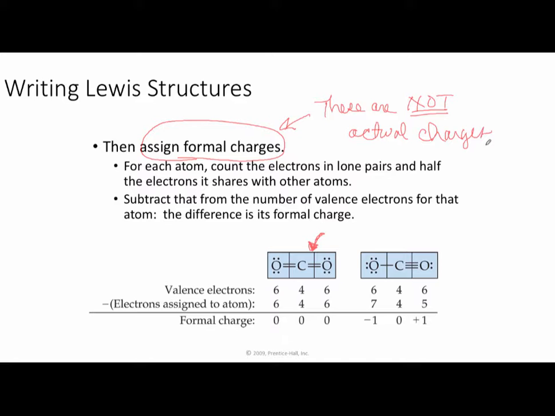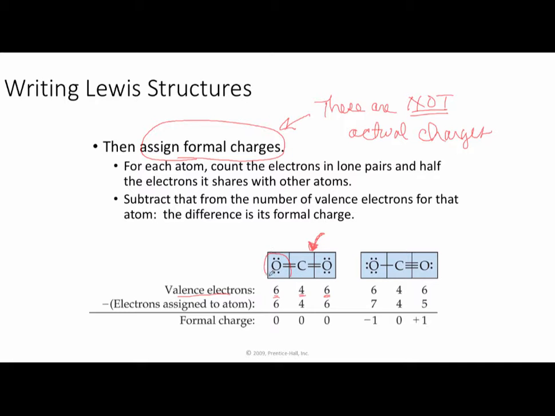They're just formal charges. They're kind of a bookkeeping thing to make sure that Lewis structures are valid, more valid. Sometimes they fall apart, but we'll look at that in a minute. What we're going to do is take the number of valence electrons for each element. Oxygen has 6, carbon has 4, oxygen has 6. And then we're going to subtract the number of electrons assigned to the atom.